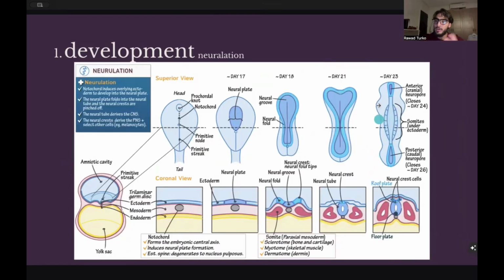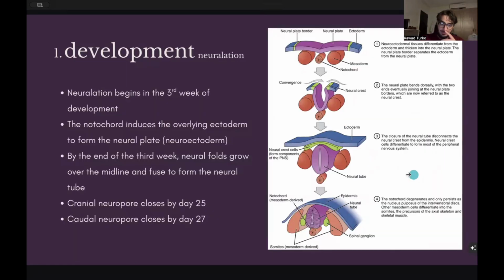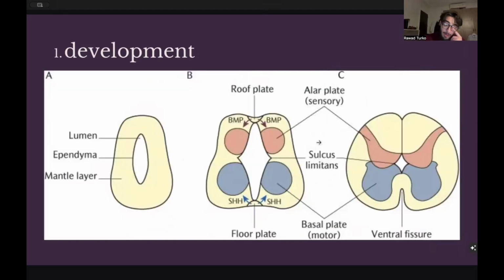The cranial neuropore closes around day 24 or 25 and the caudal neuropore around day 26 or 27. It's around the same time. This is a clearer picture of what we're looking at, and these cells here at the top are your neural crest cells. Right now we're looking at the neural tube.